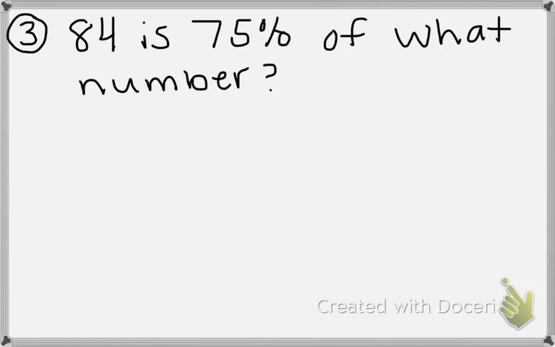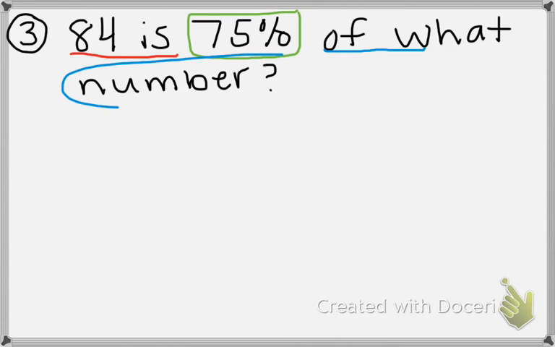Okay, our last example. 84 is 75% of what number? Okay, again, we're going to do our underlining, circling, and boxing. 84 is 75% of what number? Okay, so again, we're going to write our proportion out again, and percent equals, part equals, and whole equals.